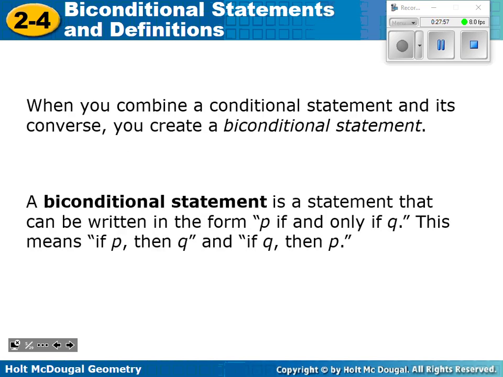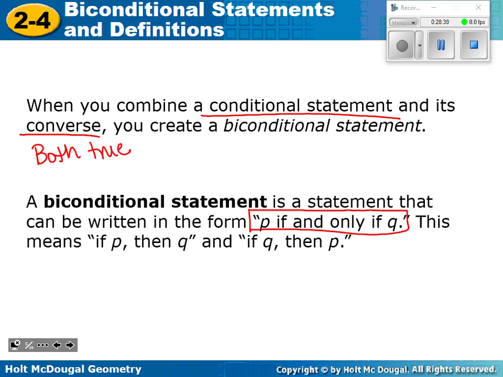So a biconditional statement is not going to be written in the form if P then Q. A biconditional statement, you get rid of the word if, you get rid of the word then, and your biconditional statement is written in the form P if and only if Q. So instead, you have hypothesis, and then you have this little phrase, if and only if, and then your conclusion. You can only write a true biconditional if both the conditional statement and the converse are both true. So if your conditional statement and your converse are both true, then you can write a biconditional.